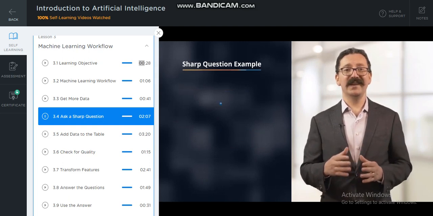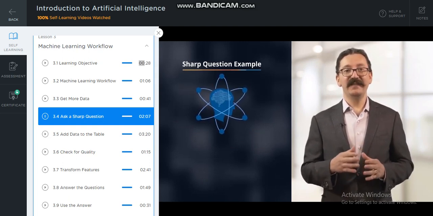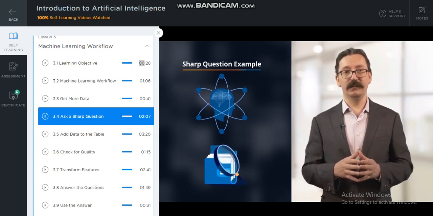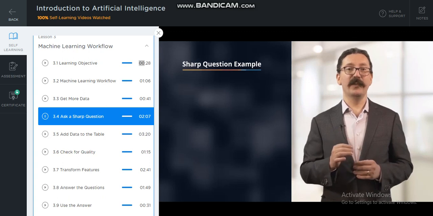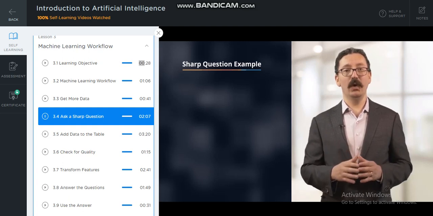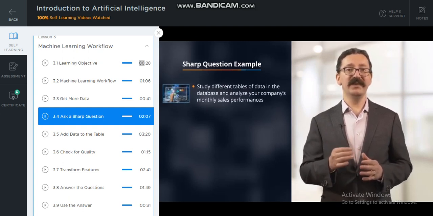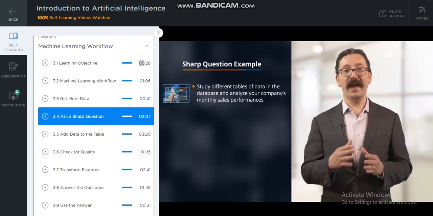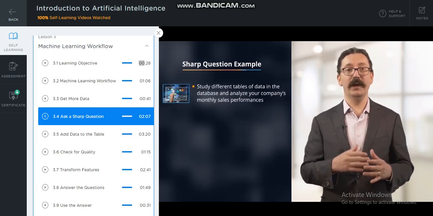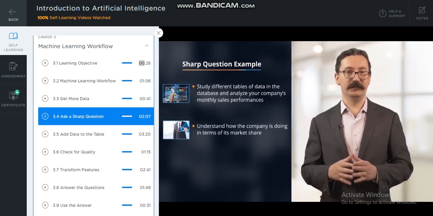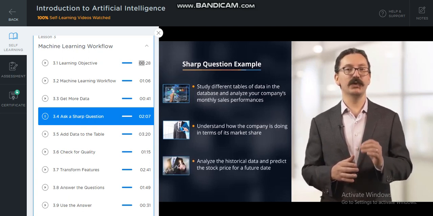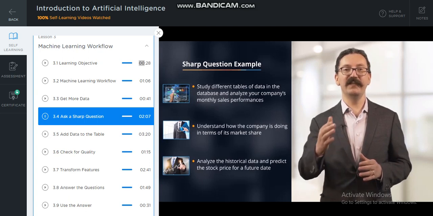As we already know, the data scientist takes the raw data and feeds it into a database in a systematic format for further investigation. Now, let us take an example for better explanation. Suppose you're running a company and you are the CEO of this company. You want to study different tables of data from the database that we have and use it to analyze the company's monthly performance in terms of sales and ultimately the company's market share. Here, your main goal is to be able to analyze the company's historical data and predict stock price in a future date.